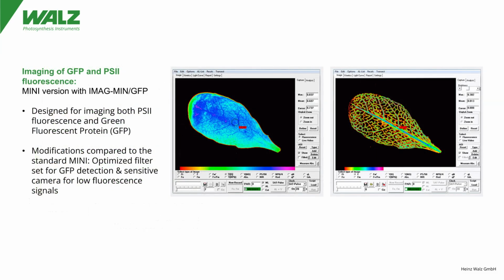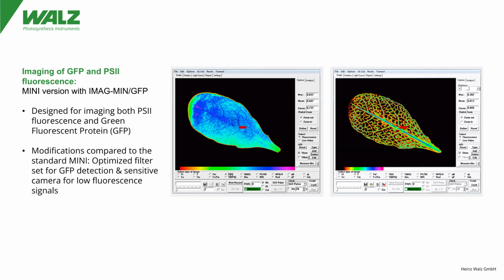A unique application of the IMAGING-PAM Mini version is the detection of GFP fluorescence in addition to chlorophyll fluorescence. This capability allows researchers to combine measurements of photosynthetic performance with the visualization of fluorescent protein markers in the same sample. The system enables convenient switching between filter sets for chlorophyll fluorescence and GFP detection, making it possible to acquire both types of information within a single experimental setup.